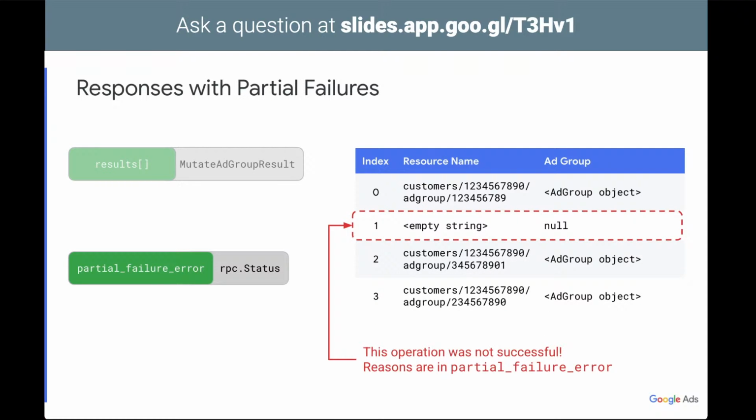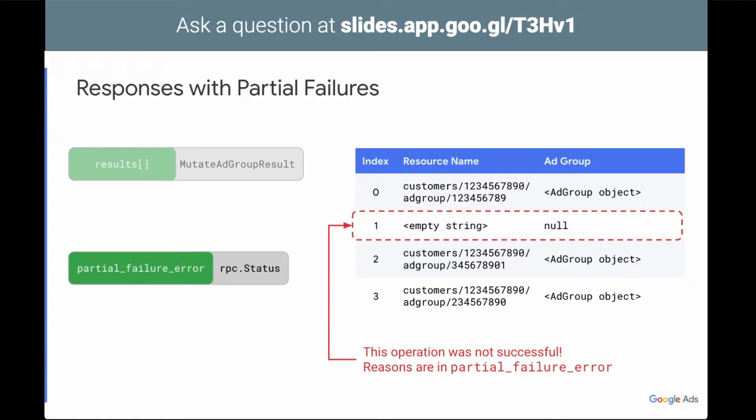Now, if I were to enable partial failure, any individual operation that was not successful would return an empty response in the results array. So, a missing result indicates a partial failure. Other operations may have been executed, but not any that have an empty result. The message field partial failure error will contain information about the failed operations.